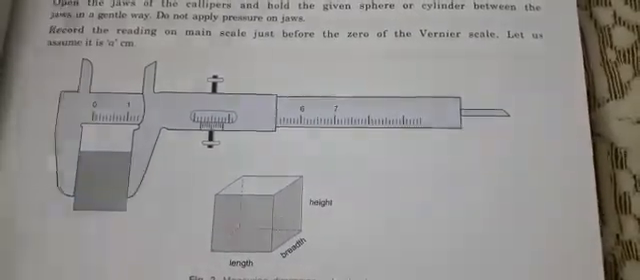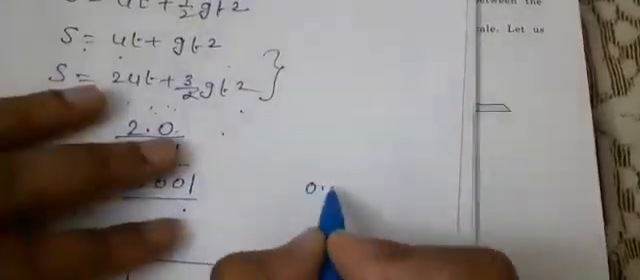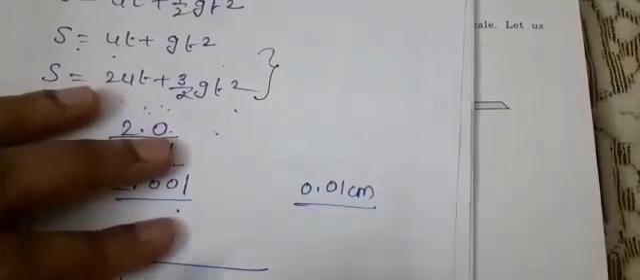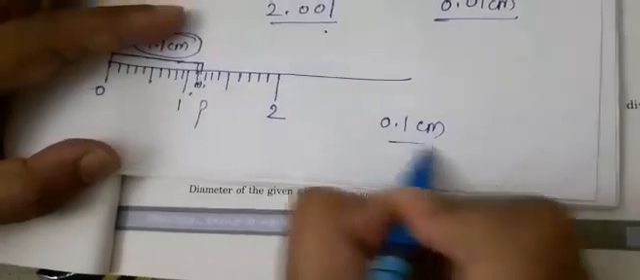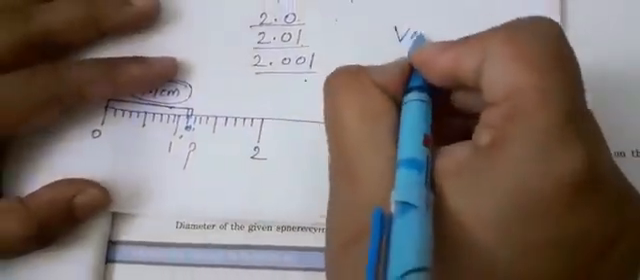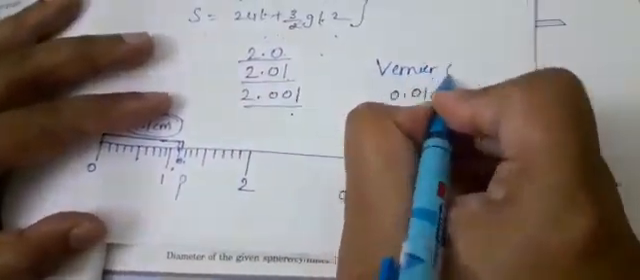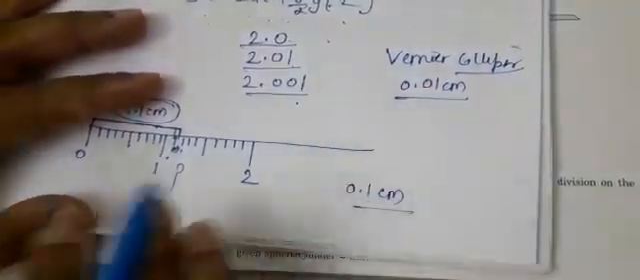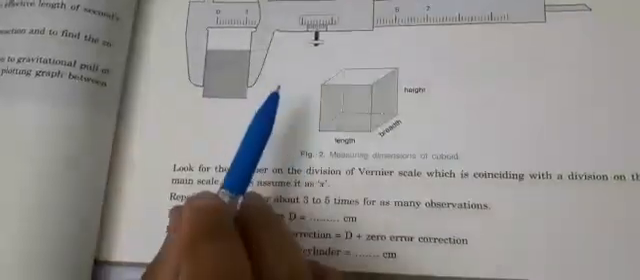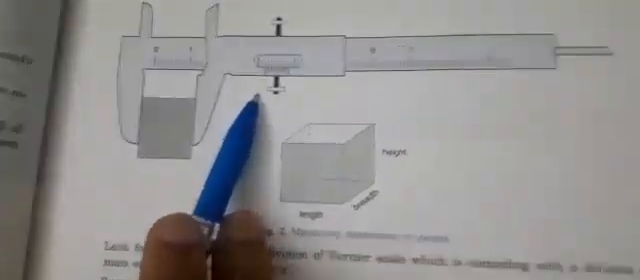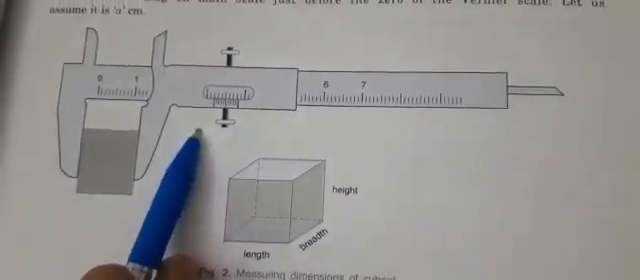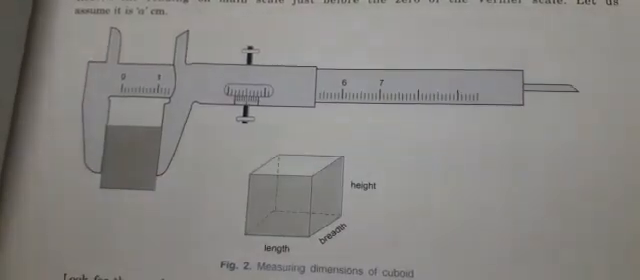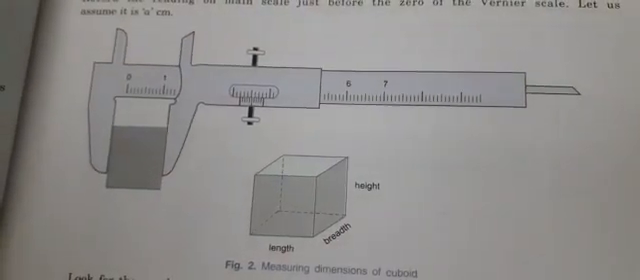It has a least count of 0.01 centimeter, whereas a meter scale has a measurement of 0.1 centimeter, whereas vernier caliper has a measurement of 0.01 centimeter. It means with the help of this instrument, we can do measurement up to 2 decimal places.